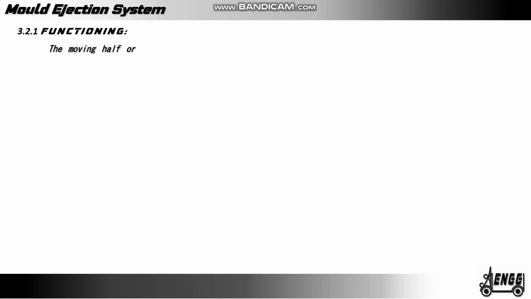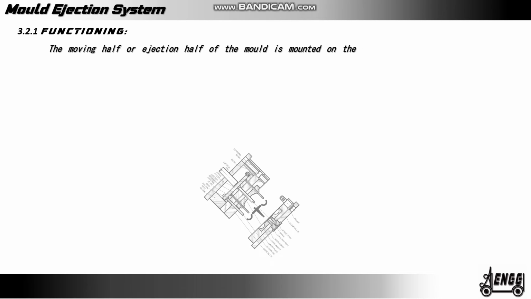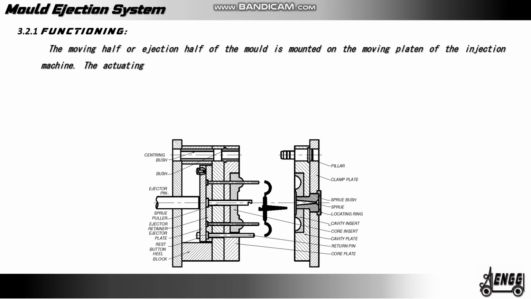Functioning. The moving half or ejection half of the mold is mounted on the moving platen of the injection machine. The actuating rod can be adjusted over various ejector strokes.